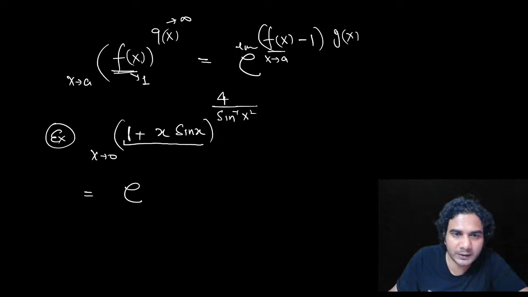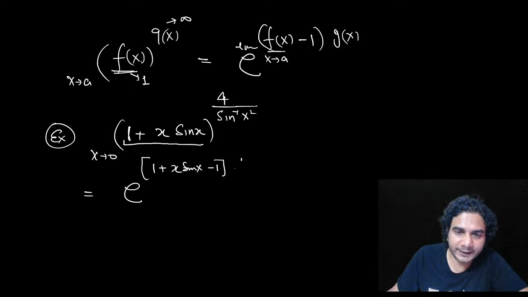You can check this is 1 plus 0, and 1 plus 0 is 1. So this base is approaching 1 and the power is approaching infinity. So it is 1 raised to infinity. The next step will be e raised to f(x) minus 1, so 1 plus x sine x minus 1, into this g(x) as it is, so 4 upon sine inverse of x square. We have reached this step.